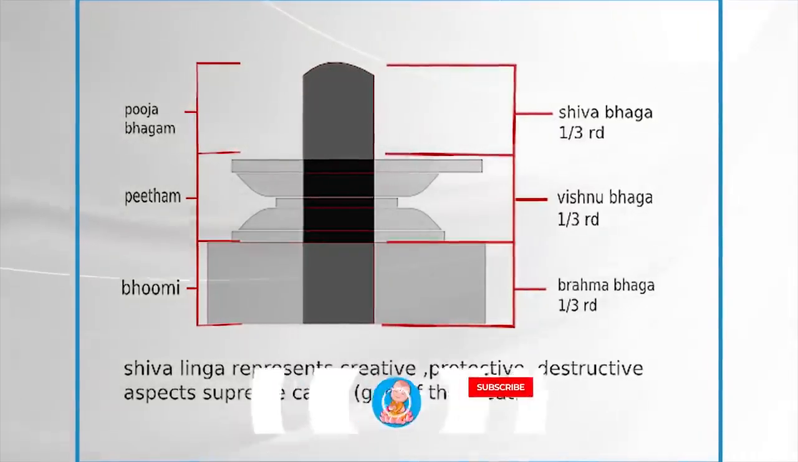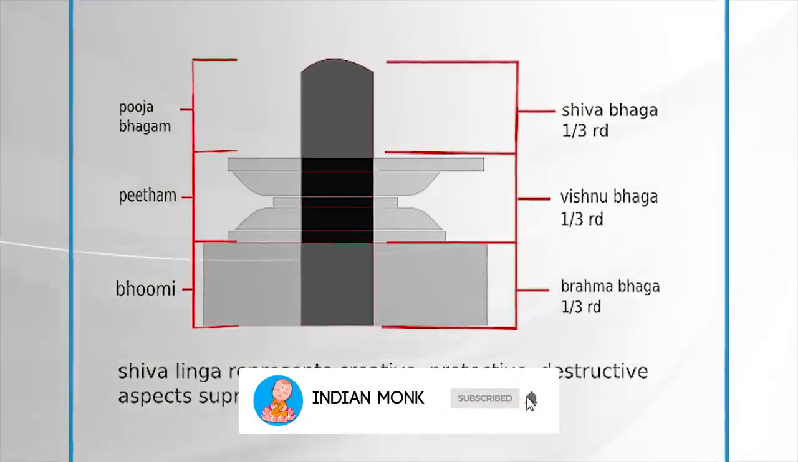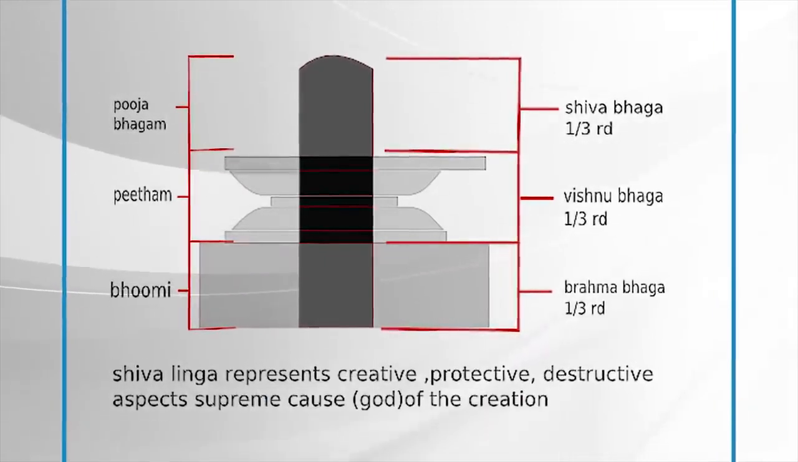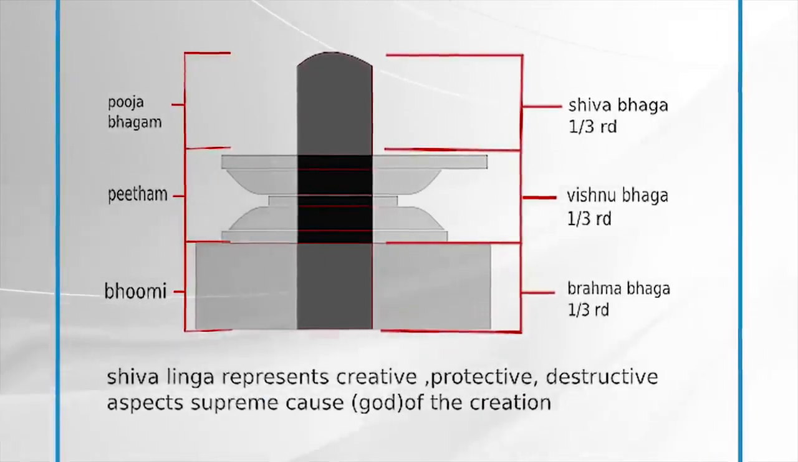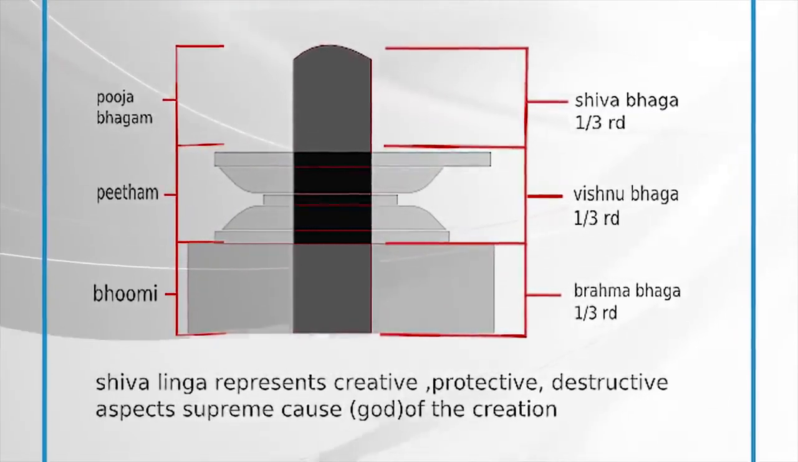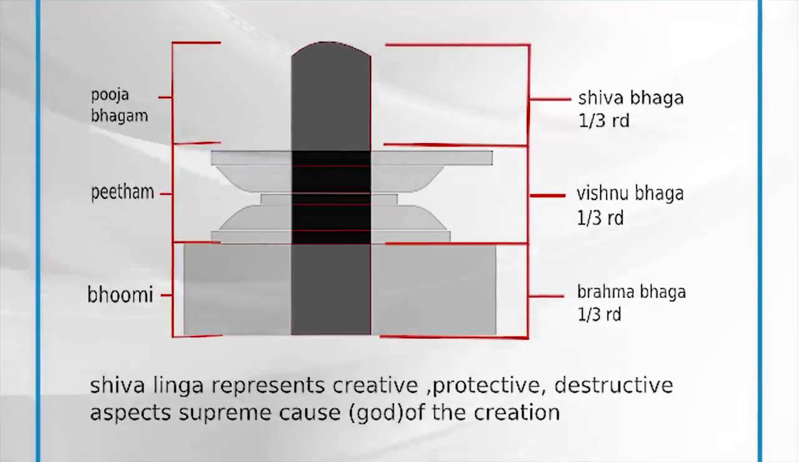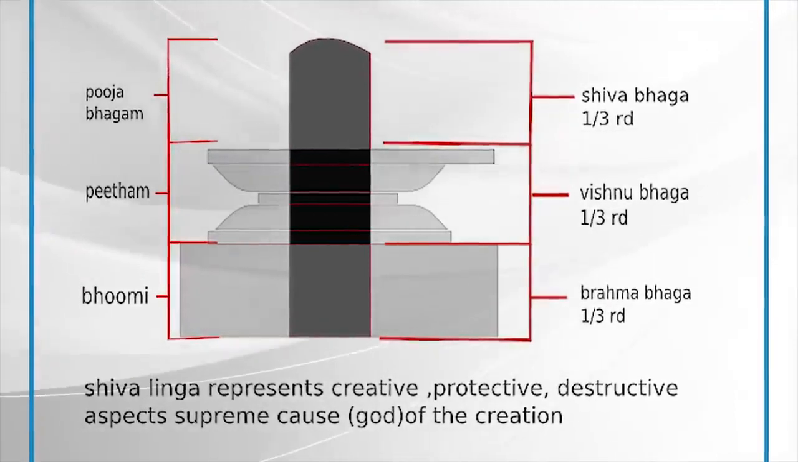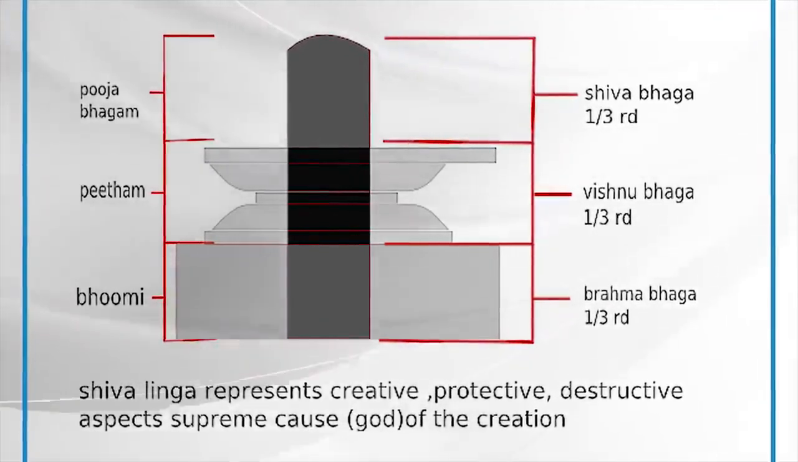Shiv Ling consists of 3 parts. The bottom, that has 4 sides, remains underground. The middle part, that has 8 sides, remains on a pedestal. The top, which is actually worshipped, is round. The height of the round part is 1/3 of its circumference.